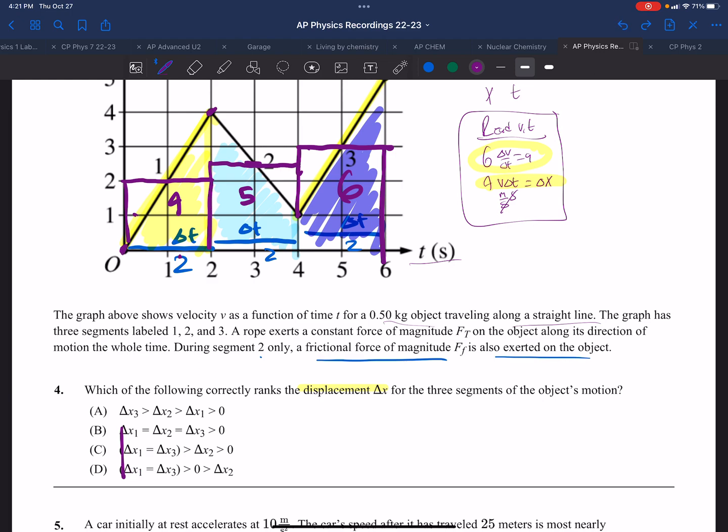And clearly from these, 3 is not equal to 1. Actually, they're very different from each other. So those two are out. This says they're all the same, which is also false. And again, we can see the delta x was the largest for segment 3 and area 1 was the least.